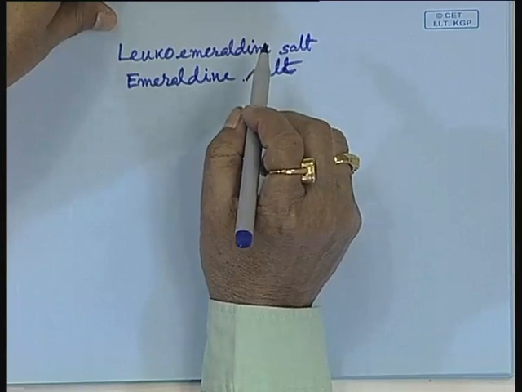When that salt is treated with ammonia, it converts to the base form, that is emeraldine base. Okay. Now, it has been found that the salt form is conducting in nature, whereas the base form is non-conducting. Then what is the necessity of such conversion from salt to base?